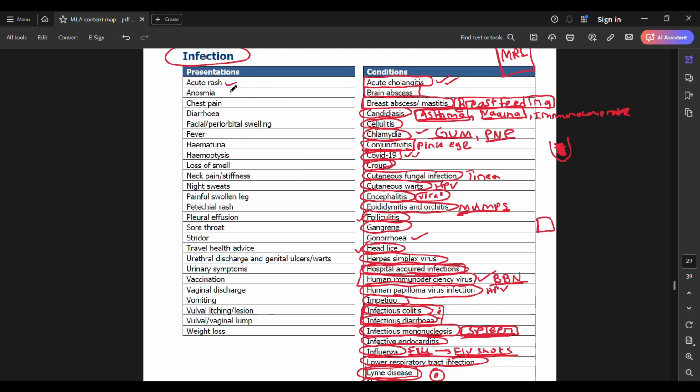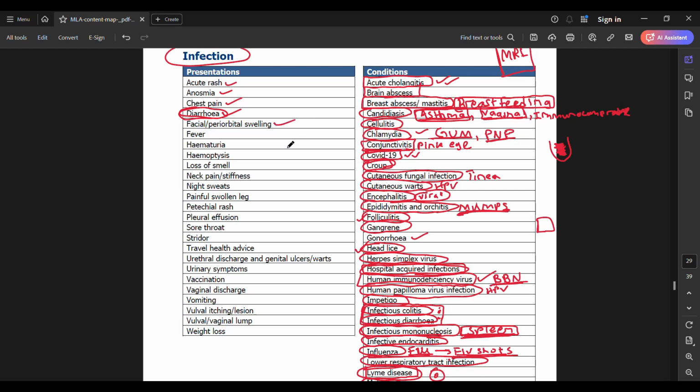Acute rash, of course, you could get that in any of these cases, right? Anosmia, sinusitis, right? Or COVID. Next, you have your chest pain, right? Infectious endocarditis, pleuritis, you've got your pericarditis, right? You've got your diarrhea, very, very important. Know how to take a history of diarrhea. This is really important. Know what you're going to ask a patient when it comes to diarrhea.